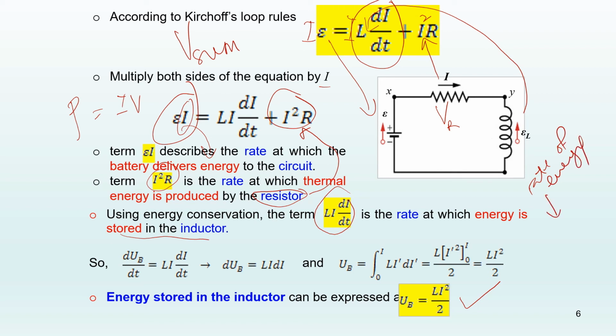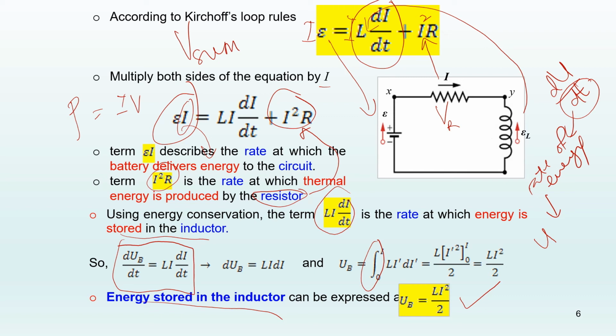Tapi sekarang ni maknanya kalau kita bagi sebutan tu dia adalah dU over dt, rate of energy. Tapi kita nak U sahaja. So macam mana nak hilangkan t ni? You kena integrate. Alright, so sekarang ni daripada rate of energy stored in the inductor, kita nak dapat energy stored in the inductor. Kita tak nak rate tu, so nak buang dt.